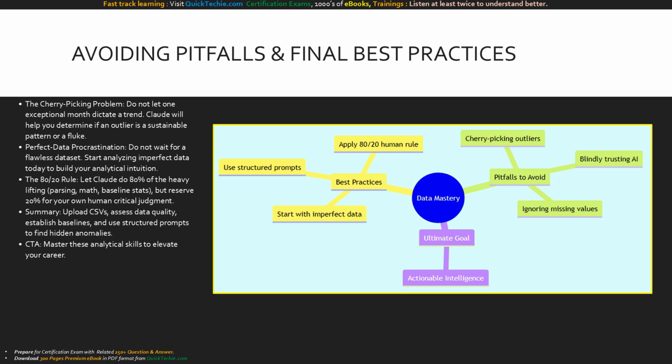Our final diagram is a mind map summarizing your journey to data mastery. From the center, we branch into best practices starting with imperfect data and using structured prompts. We also map out the pitfalls to avoid, like cherry-picking outliers and blindly trusting AI without human verification. Avoiding those pitfalls and applying those practices leads directly to our ultimate goal, generating actionable intelligence from simple spreadsheets.